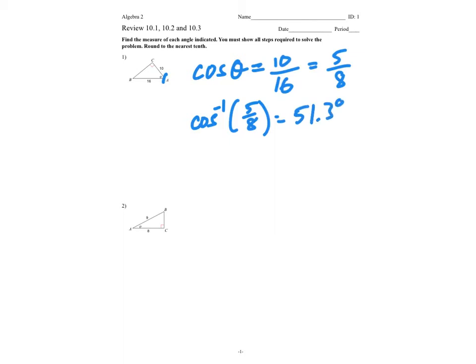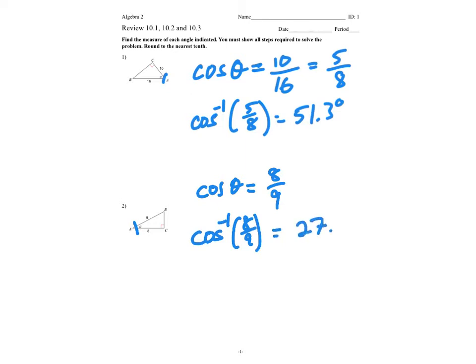For this second problem, again, we're trying to find this. And for this one, we're again given the adjacent side and the hypotenuse. So this would also be cosine of theta would be equal to the adjacent 8 over 9. Again, we're trying to find the angle given by this. So we'd go the inverse cosine, or second function cosine of 8 divided by 9 equals 27.3 degrees.